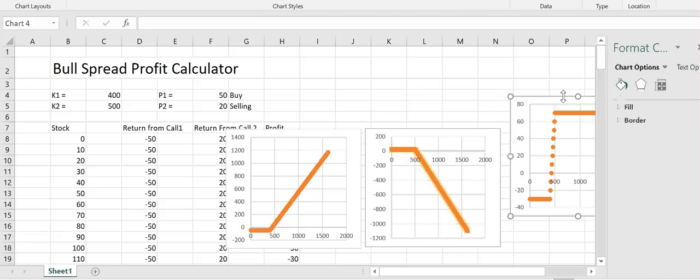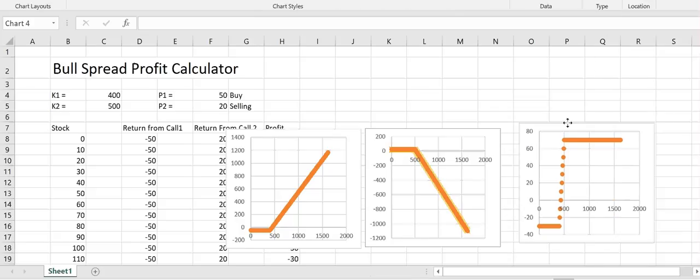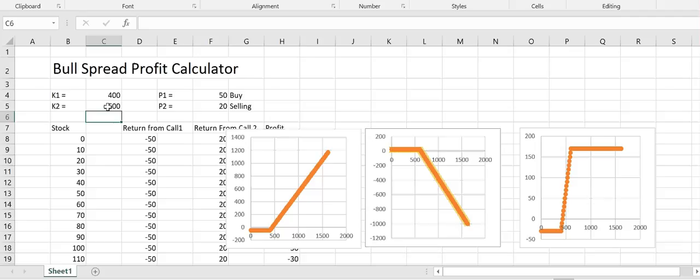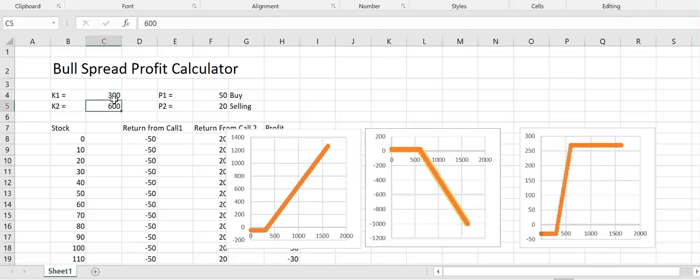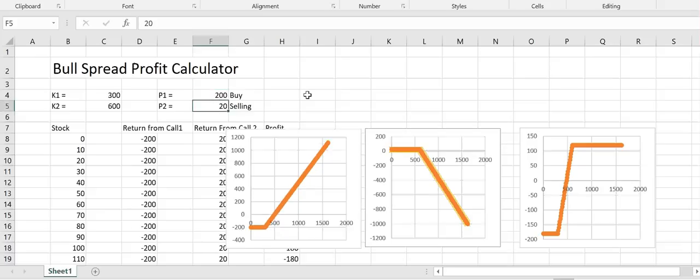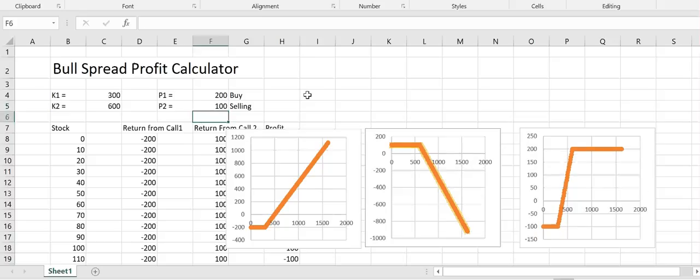Now we can play with the prices. Let's say I change the strike price from 500 to 600. Now you can see how the profit chart is changing. And let's say I change this to 300, and you can see that my maximum profit has increased. Now if we change the premium, suppose it's 200 and this one is 100, my charts will change automatically.